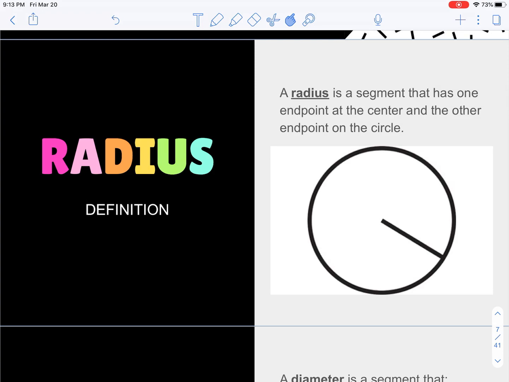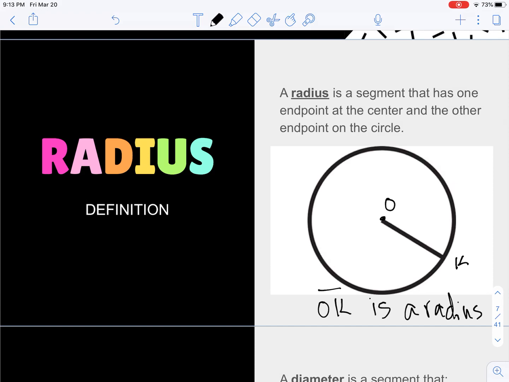So radius is a segment that has one endpoint at the center of a circle, and we usually call this center something. It's usually O. Okay, so this is circle O because it has a center O, and a radius has one endpoint at the center and then one endpoint on the circle. We can call that K. Line segment OK is a radius.